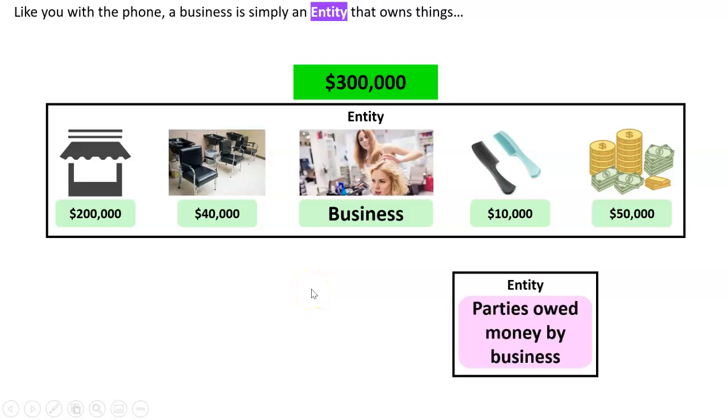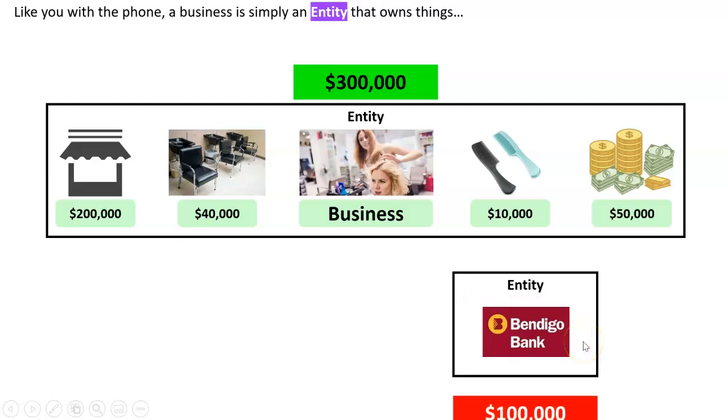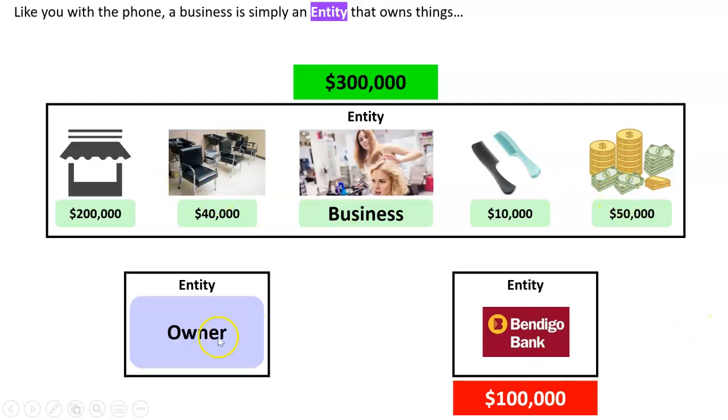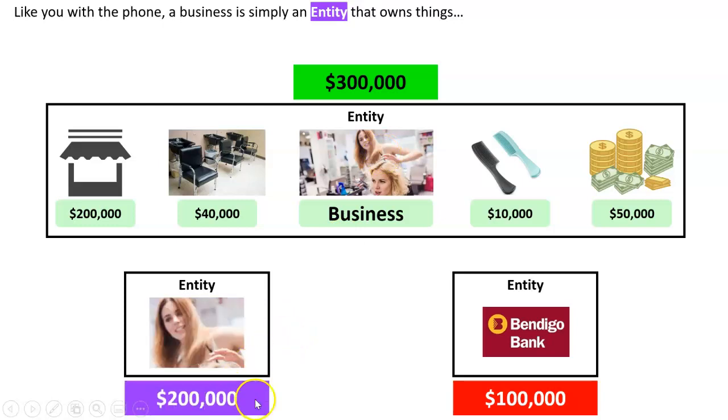Okay. However, most businesses start with a loan from another entity. In this case, why don't we say a party who's owed money by this business is the Bendigo Bank. To start the business, it borrowed $100,000 to finance all this stuff. So that just leaves her as the owner. So this particular woman here, her owner's equity is $200,000.